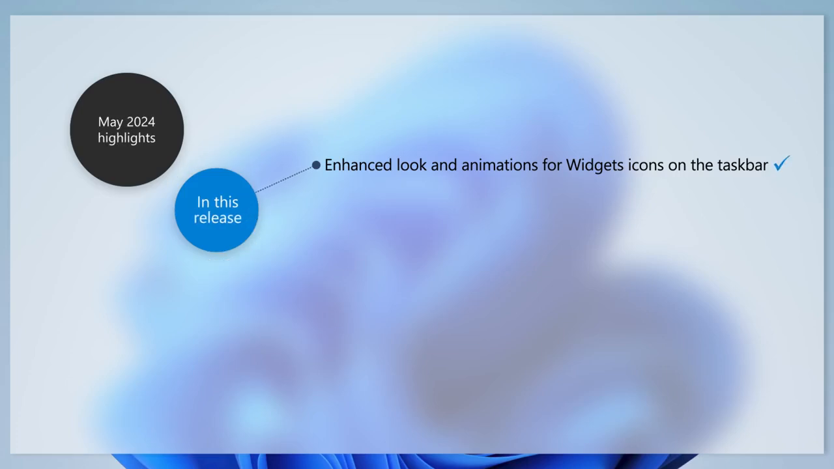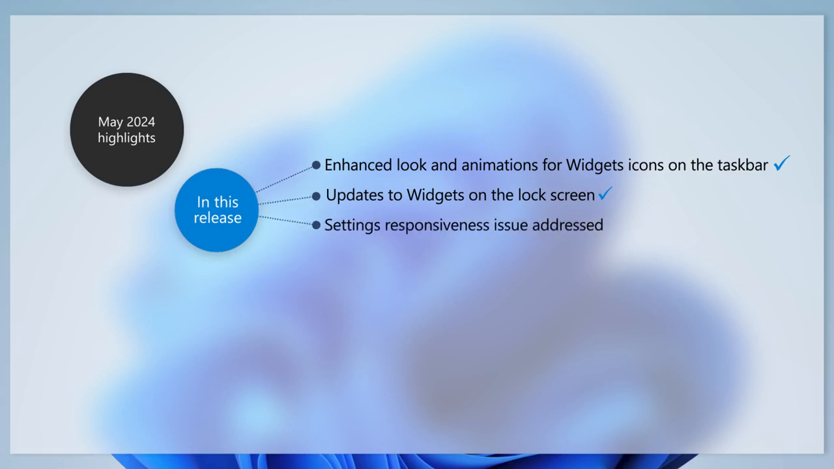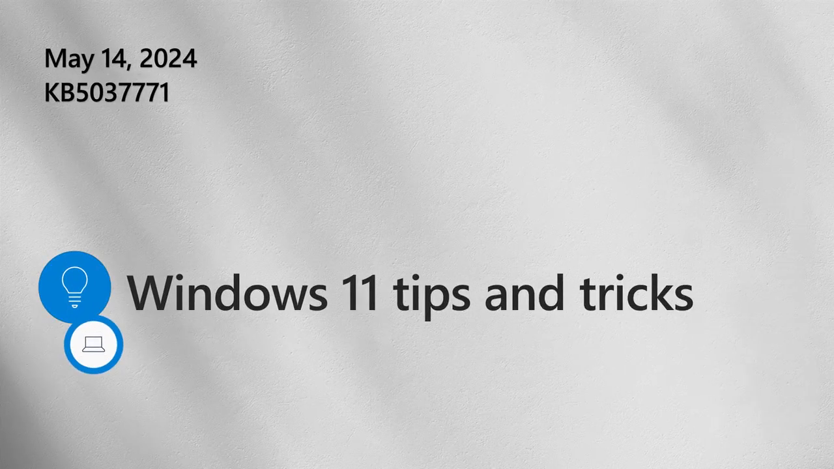This month's update features enhancements to widgets. In addition to improving the look of widgets icons on the taskbar, we are starting to roll out a larger set of animated icons. The experience with widgets on the lock screen is also improved with support for more visuals and customization. If settings stops responding when you dismiss a flyout menu, this update addresses that issue. And in the coming weeks, you might see your most frequently used apps appear in the recommended section of the Start menu. Now let's talk about voice access in Windows 11 and how to use it.